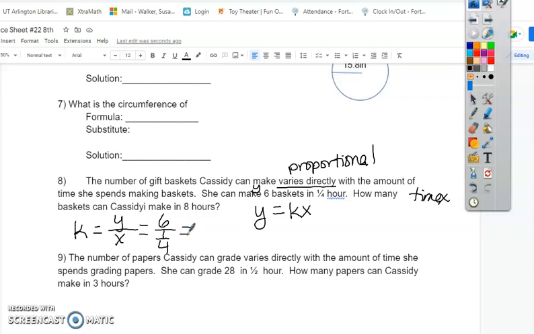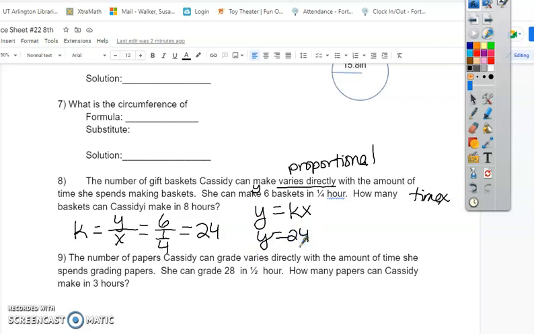Control divide 6 down. Then you do it again. Control divide 1 down 4. It's like a fraction within a fraction. And you should get 24. If you are having trouble entering this into your calculator, come talk to me. Okay? Okay. So that means k is 24.